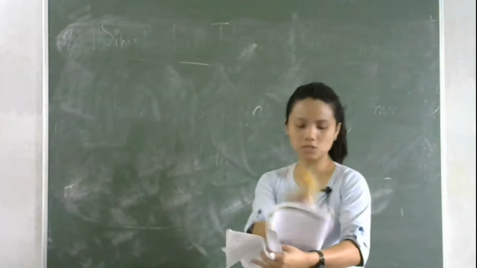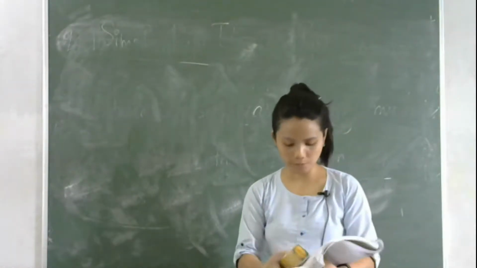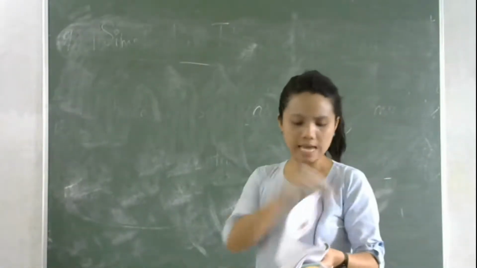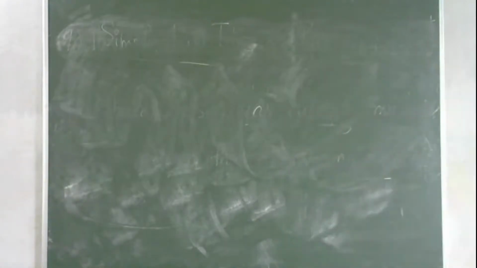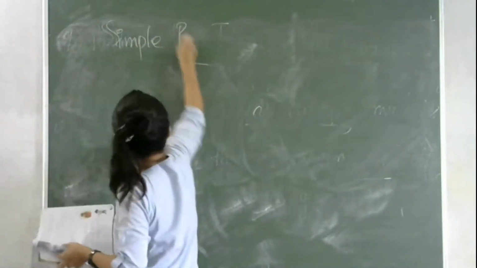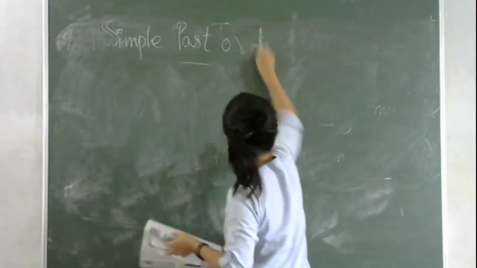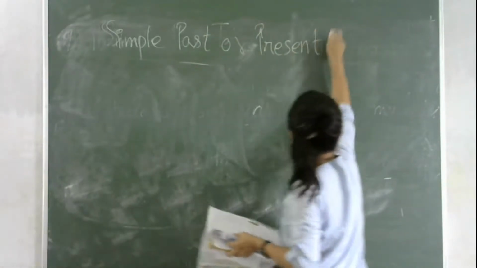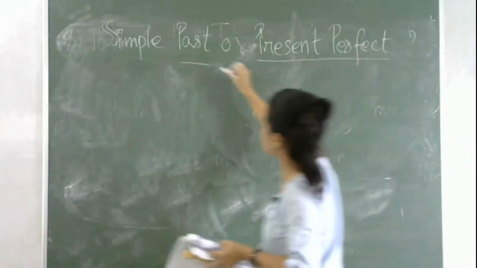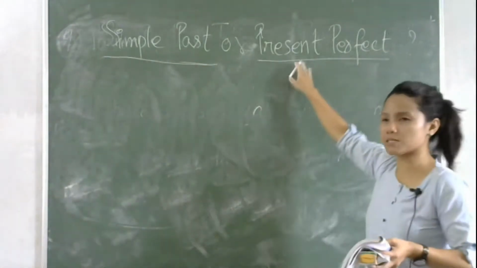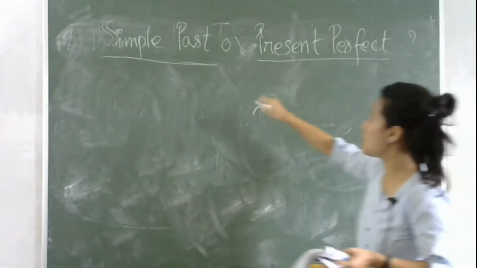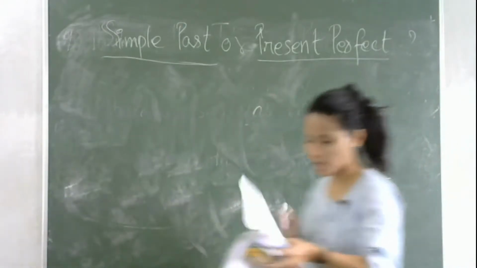The last topic here you will find on page 45. This is just to show a comparison between simple past tense and present perfect. Present perfect is not a part of past tense. It is not one of the types of past tense. It is one of the types of present tense. But it is just to show a comparison between these two. We will see the examples.